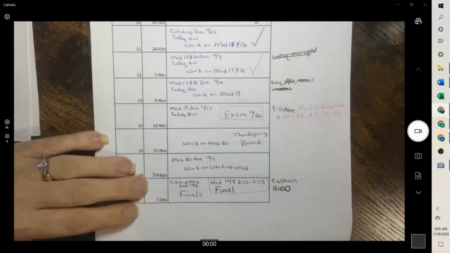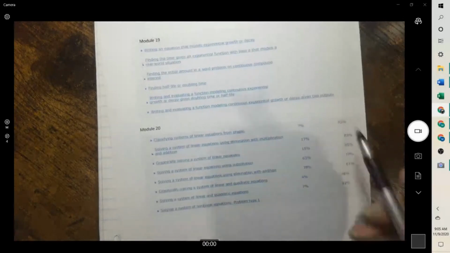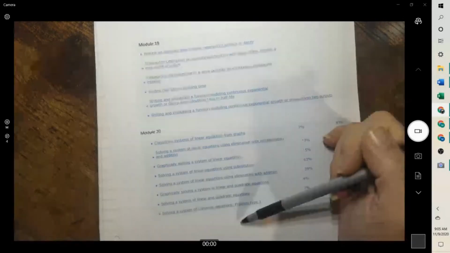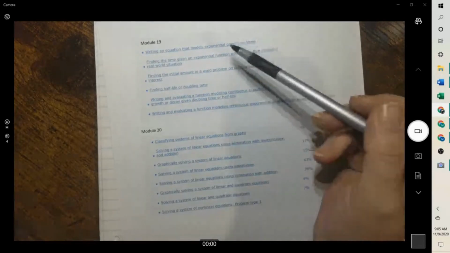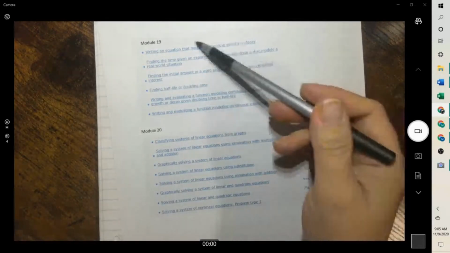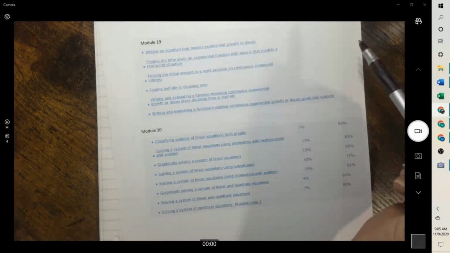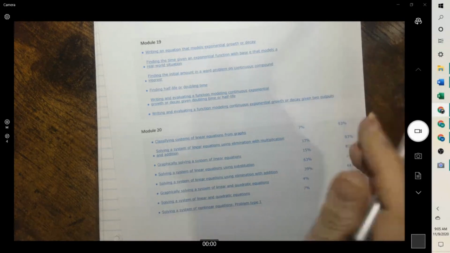Okay. Let me finish those. These are everything that's left. Module 19 and Module 20. And these are basically all similar. Once you learn one, they're all the same. Are there any questions, Alex?